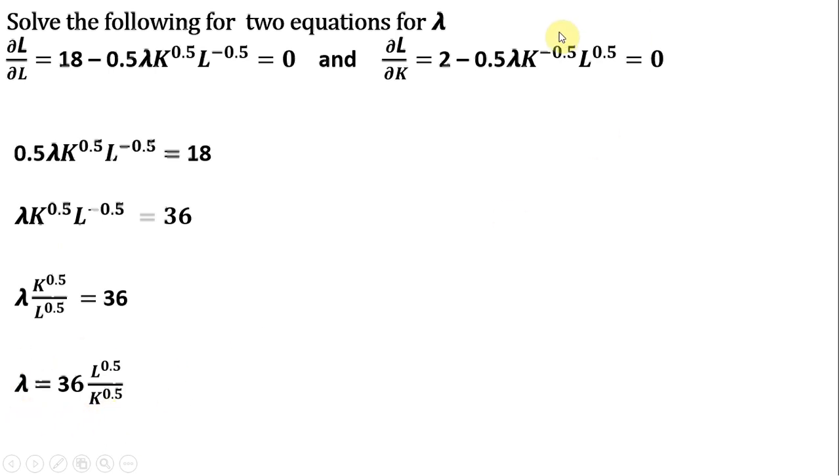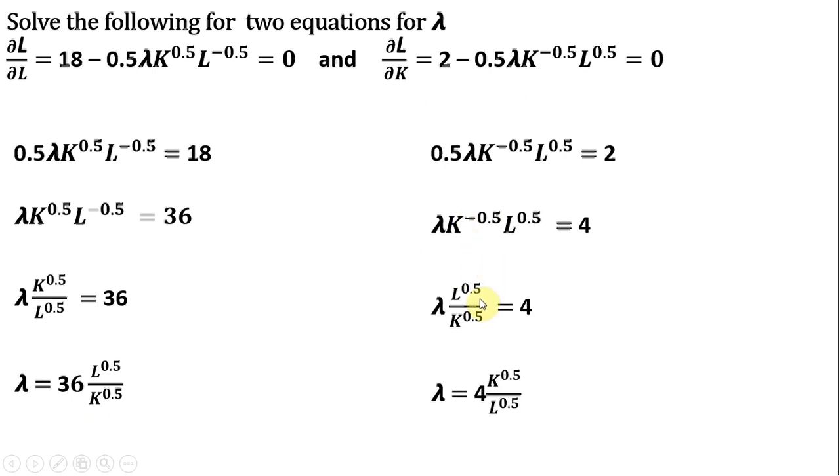We're going to do the same thing, but now for this other partial derivative. So here, just moving the 2 over to the right-hand side, dividing through by 0.5, we now get 4 over here. Following the rules of exponents on the left-hand side of the equation, I'll move this K to the 0.5 down, so K to the minus 0.5 becomes K to the 0.5 in the denominator. And then multiplying through by the reciprocal of L to the 0.5 divided by K to the 0.5, we have another expression for lambda. So we got these two lambda equations.